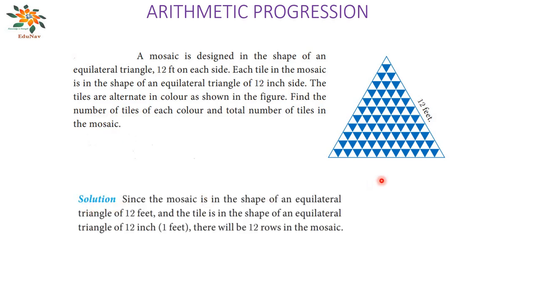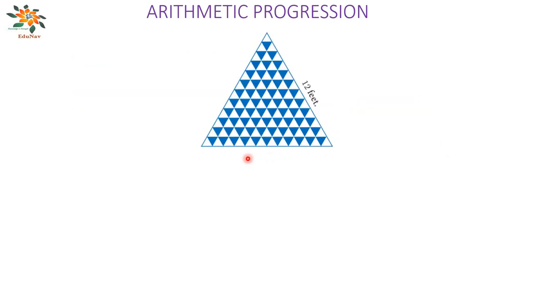Solution. Let us consider the mosaic that is given here. Since it is in the shape of an equilateral triangle of 12 feet and the tile is in the shape of an equilateral triangle of 12 inch, there will be 12 rows in the mosaic since 1 foot equals 12 inches. As you can see from the mosaic in the diagram, there are both white tiles as well as blue tiles. In the first row, there is only one white tile.